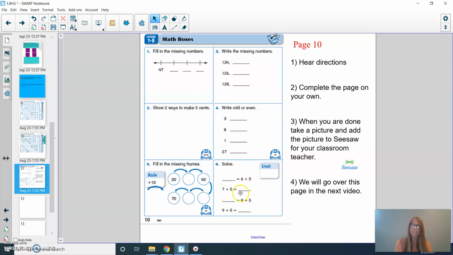Then I have my 7 plus 5. And then for the same thing for the third one. Something equals 8 plus 5. So I can think about what's 8 plus 5, but then I'm going to write my answer right before it. For the unit, you can put whatever you want. Today, I'm going to have my unit be dogs. You can have your unit, whatever you would like.